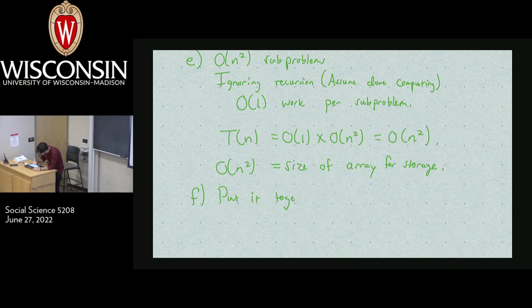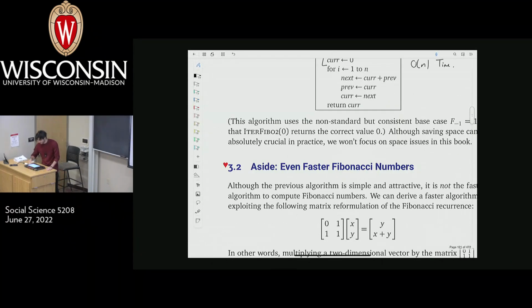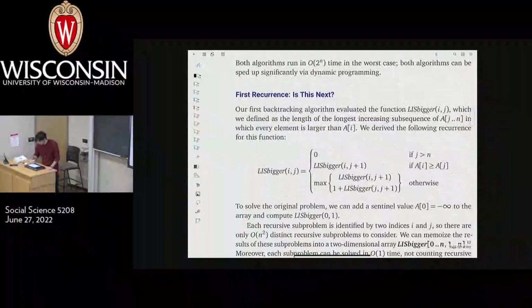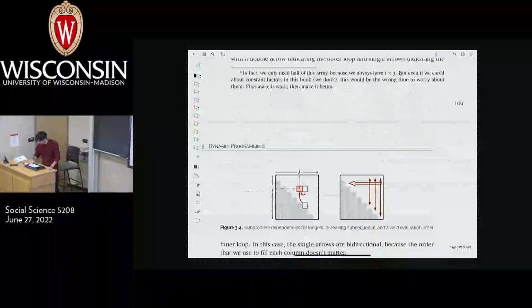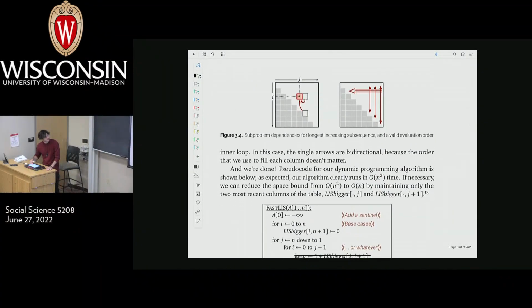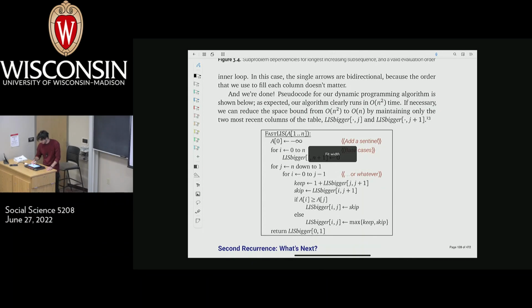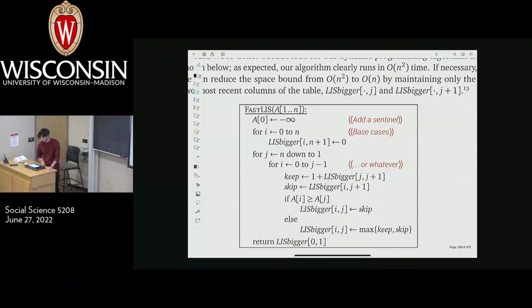And the last step is to put it all together. So I'll just show you the algorithm for LIS. Here's the recurrence we already have. There's the chart. I just drew it in reverse. So here's the final algorithm.